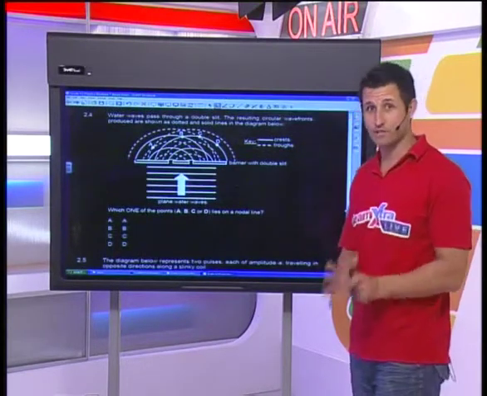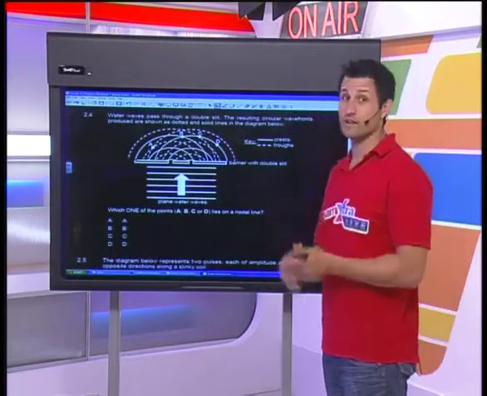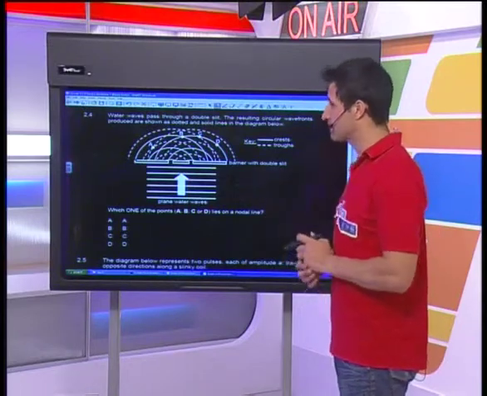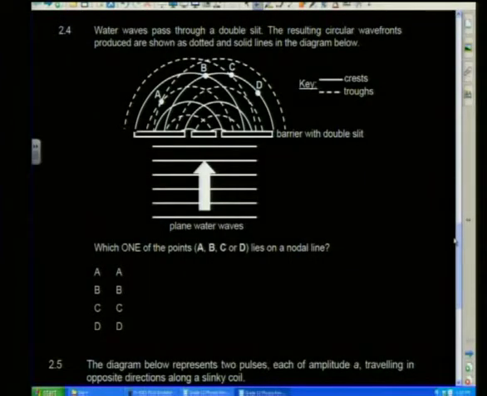Okay, now this I particularly like because this is an interference pattern. Let's take a look at this. It says water waves pass through a double slit. Let's just take a look what they're talking about. Anytime they tell you about something, look at the diagram and say, okay, where are these slits? Well, we've got slit number 1 over there. So let me just highlight it. This is where the waves are coming through.